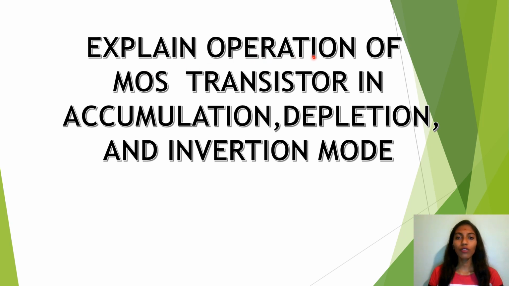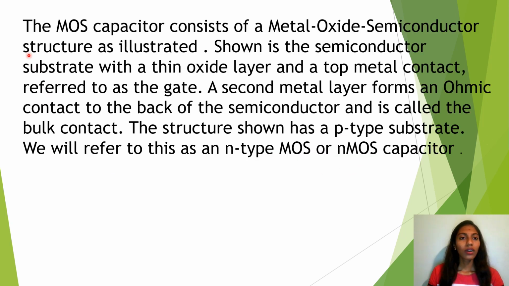So, explanation of operation of MOS transistor in accumulation, depletion and inversion mode. Let us see that the MOS capacitor consists of a metal oxide semiconductor structure as illustrated. Shown is the semiconductor substrate with a thin oxide layer and at the top a metal contact referred to as the gate. And the second metal layer forms an ohmic contact to the back of the semiconductor and is called the bulk contact. The structure as shown has a p-type substrate, we will refer to this as an n-type MOS or nMOS capacitor.